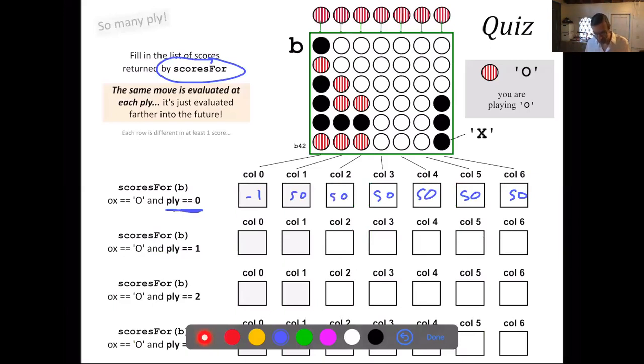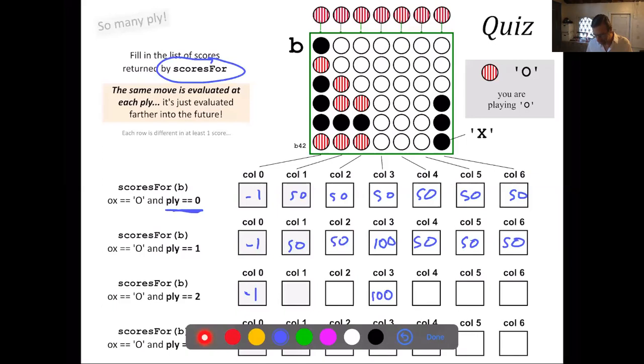Ply 1 is the easiest one to get your head around. That's the case where I look ahead, imagine I've done that move, and decide, did I win or did I lose? Hopefully we all see that in column 3, if I'm red, that's a winner. But in all the other columns, there's no clear win or loss. Now if I'm looking 2 moves ahead, again, I can't move in column 1 at all. If I move in column 3, I win.